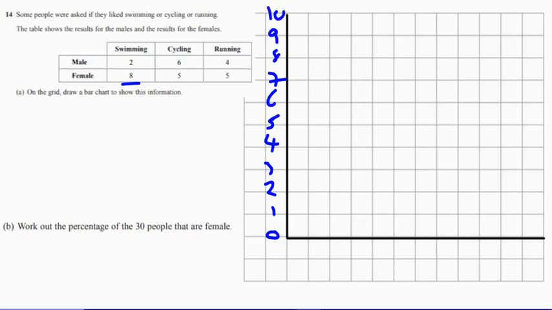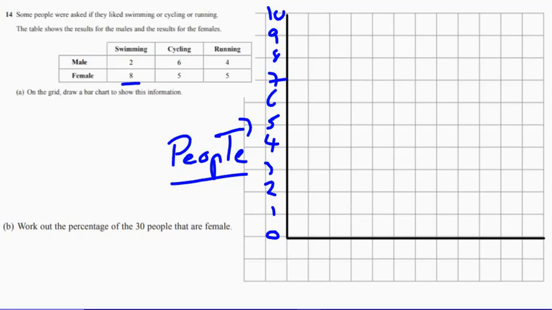That's okay. Now it's important to label, right? Label your bar chart, because otherwise you'll lose marks. And this is the frequency, the number of people. So we could write people, we could write frequency, as long as there is some indication of what that's actually about.